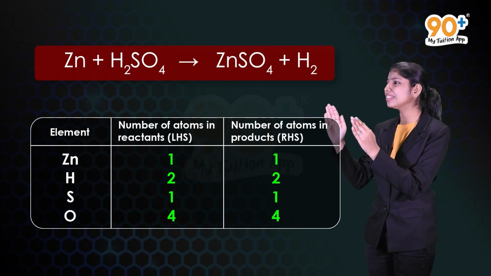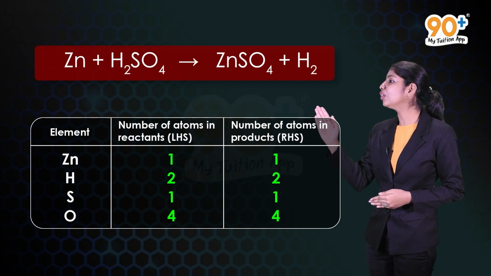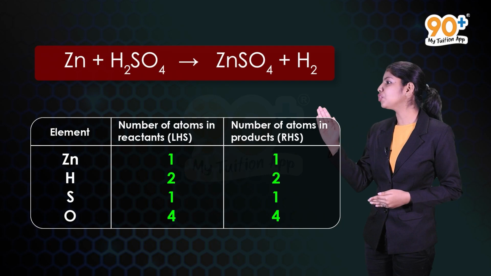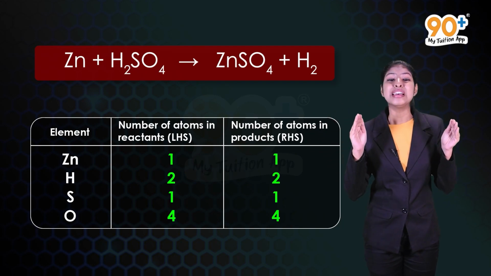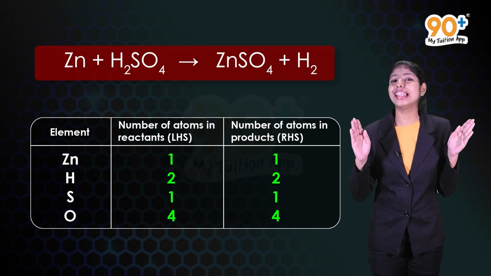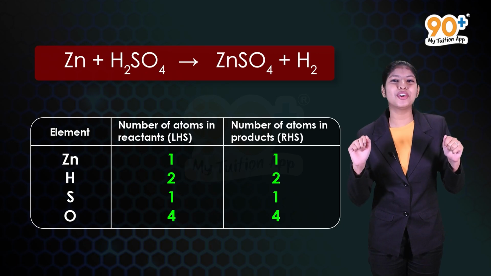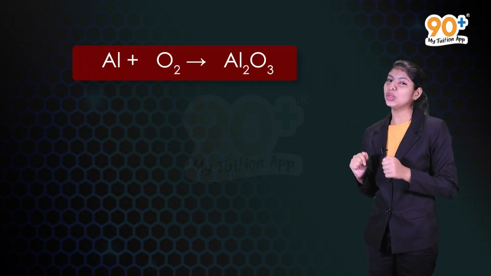Since both the sides, that is LHS and RHS, contain equal number of atoms of each element, we can conclude that this equation is a balanced chemical equation. So friends, let's try to balance one more equation, that is Al plus O2 gives Al2O3.